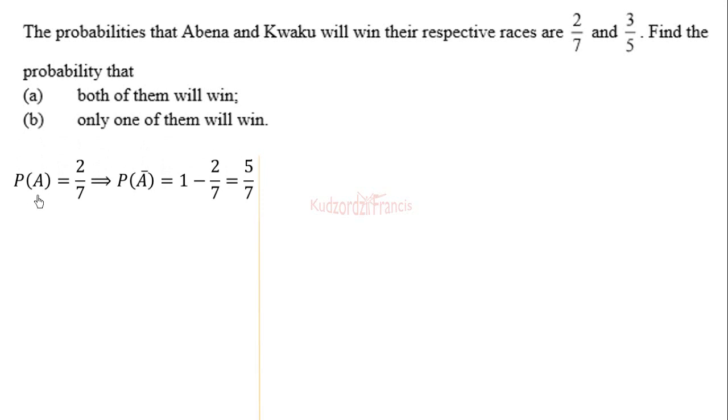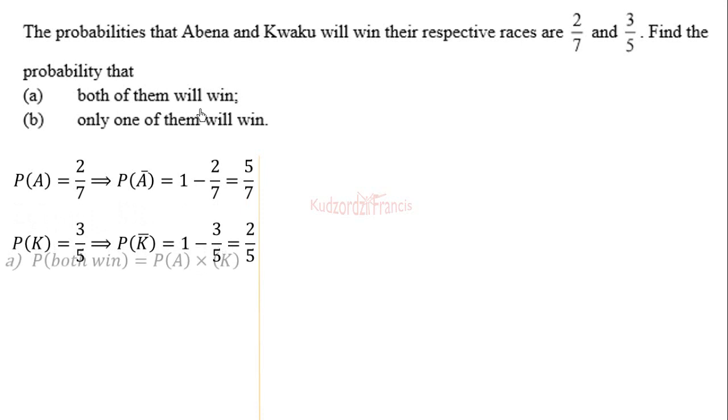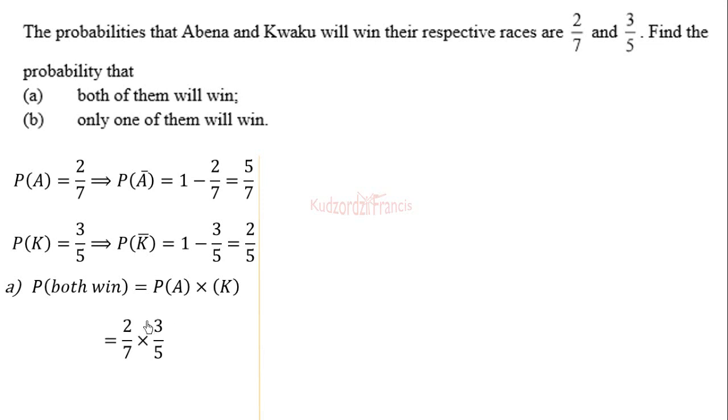We have that the probability that Abner will win is 2/7, and the probability that Abner will not win will be the complement, which is 1 minus 2/7, and that will give you 5/7. Then the probability that Kweku will win is 3/5, and the probability that Kweku will not win will be 2/5. So we want to find the probability that both of them win. If both of them win, it means Abner won and Kweku won, and that will give you 2/7 times 3/5, and that will be equal to 6/35.